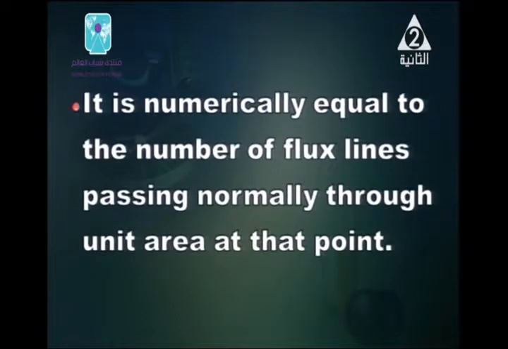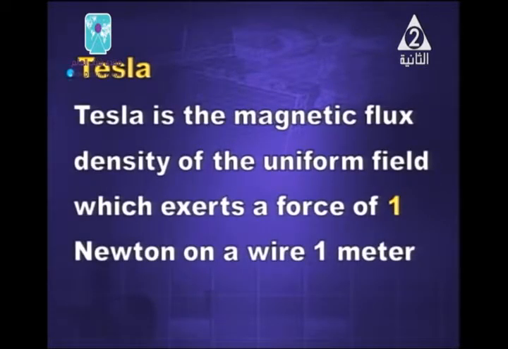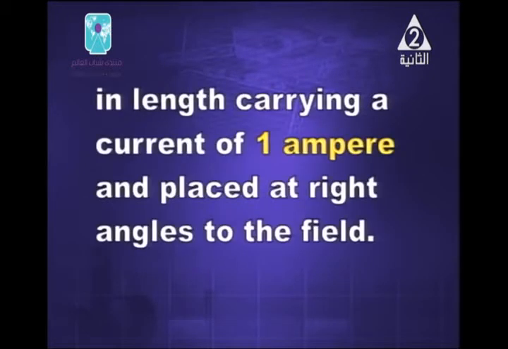And we want you to define Tesla. What about Tesla? Tesla is the magnetic flux density of the uniform field which exerts a force of 1 Newton on a wire 1 meter in length, carrying a current of 1 ampere and placed at right angles to the field.